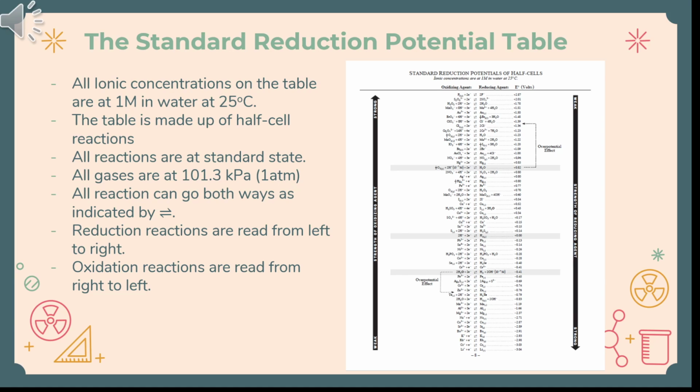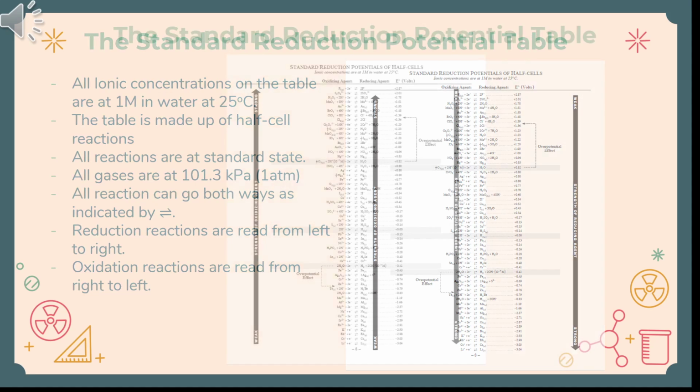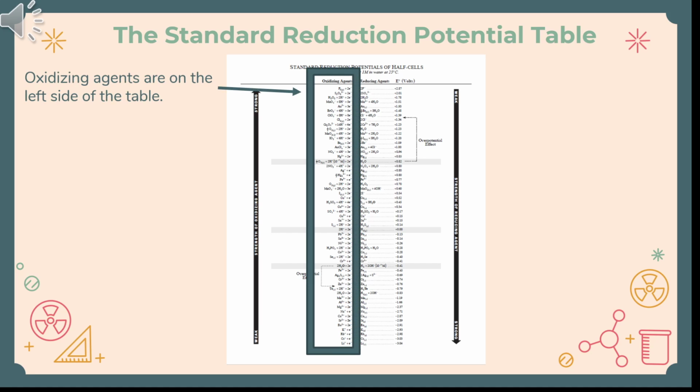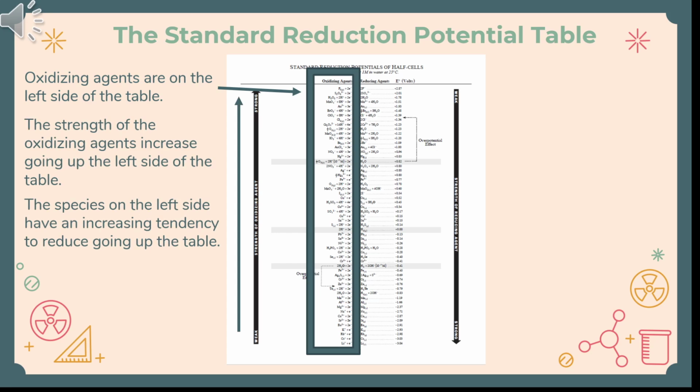All reactions on the table can go both ways as indicated by the arrows. Reduction reactions are read from left to right, while oxidation reactions are read from right to left. The oxidizing agents are on the left side of the table. The strength of the oxidizing agents increases going up the left side of the table. The species on the left side of the table have an increasing tendency to reduce going up the table.